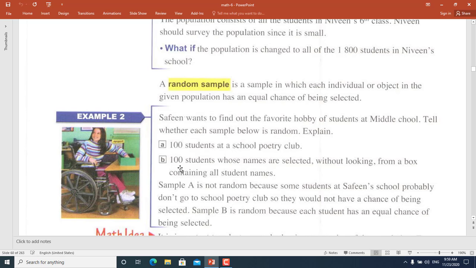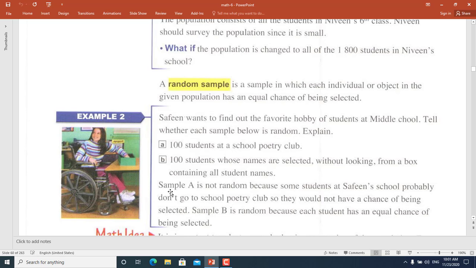And B: 100 students whose names are selected without looking from a box containing all the students' names. B is a random sample, because every student has the same chance to be selected. We have a box, and this box contains all the names of students on small papers, and we choose 100 students without looking at the names. So all the students have the same chance to be selected.